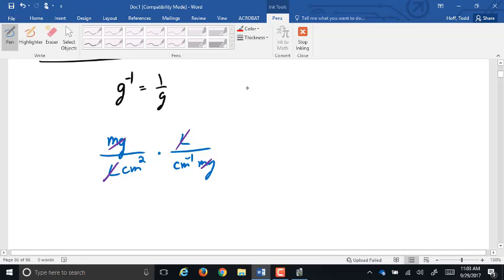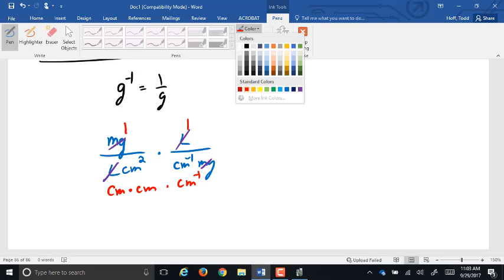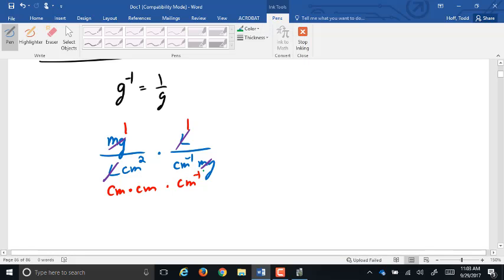Well, centimeters squared, of course, is centimeters times centimeters. And then on the bottom, we're still going to have times that centimeters to the negative 1. The reciprocal of centimeters, or centimeters to the negative 1, is going to combine with 1 of the centimeters and cancel out. On top, you have 1, and on bottom, you just have centimeters.